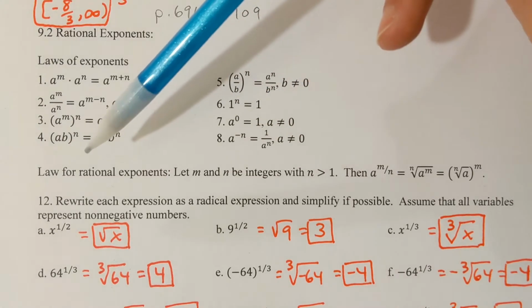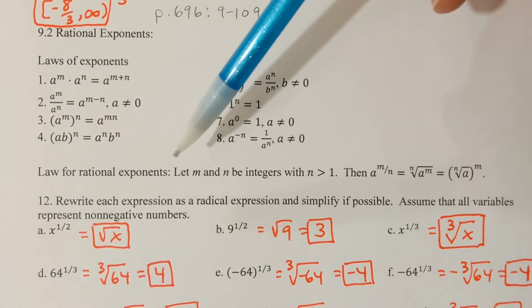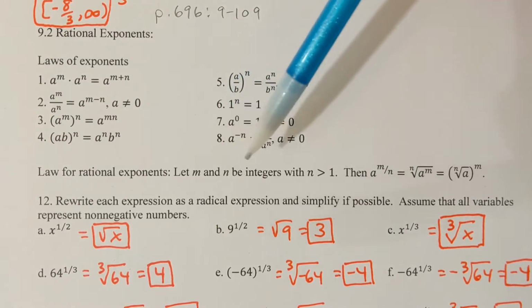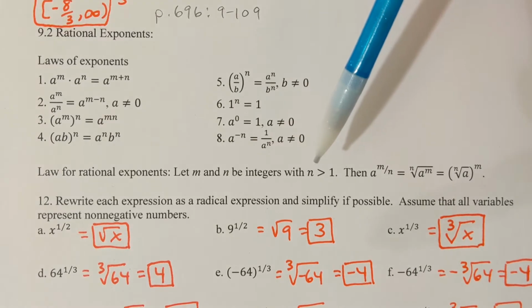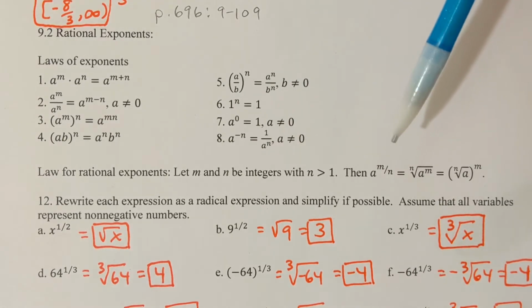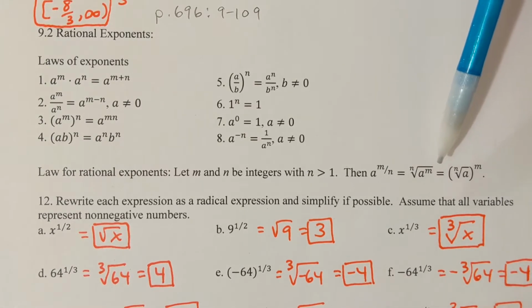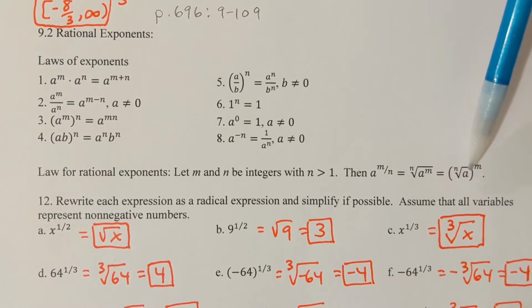And then the new law in this list would be right here, the law for rational exponents. It says, let m and n be integers with n greater than 1. Okay, then a to the power m divided by n in radical form would be the nth root of a to the m, and you can also write that as the nth root of a, whatever that is, and then to the nth power.